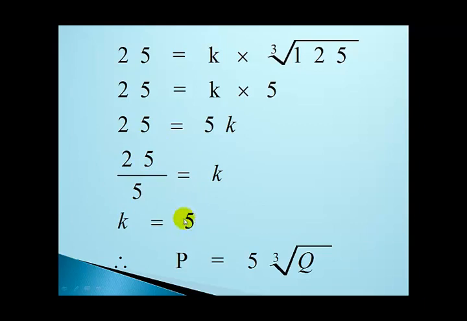So we now substitute K equals 5. And therefore P is equal to, instead of K times the cube root of Q, because K has now given us 5, we have P equals 5 times the cube root of Q. So P equals 5 times the cube root of Q.